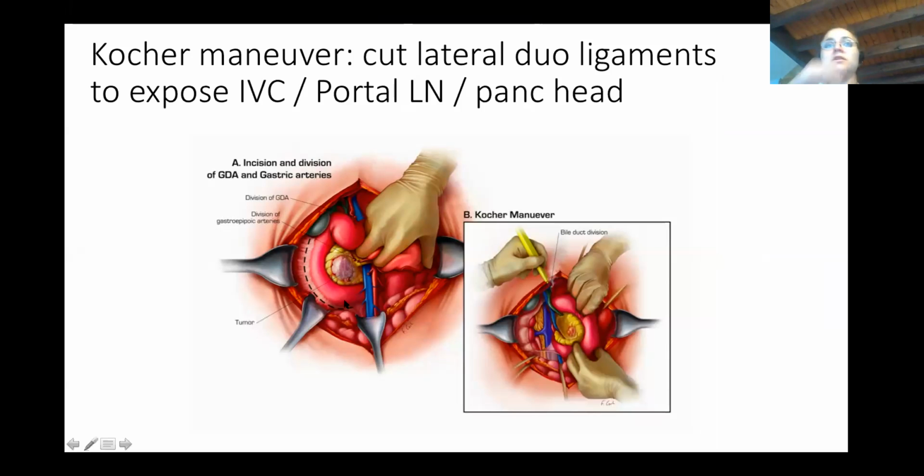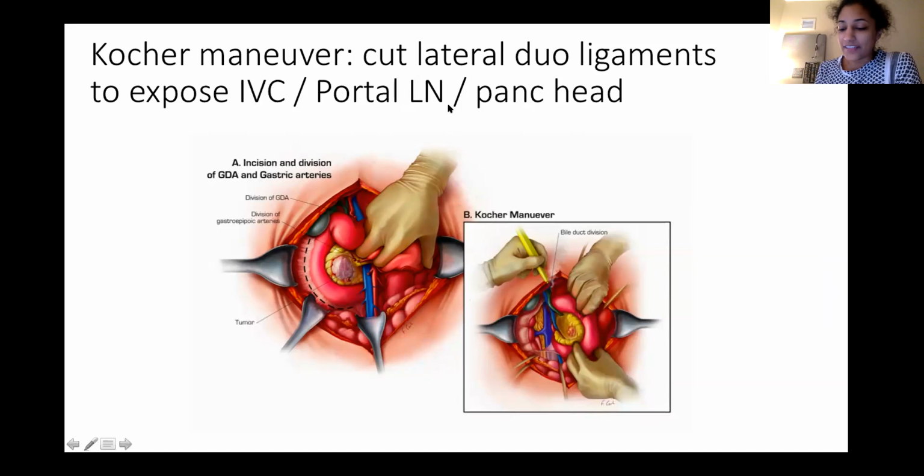Okay, so the Kocher maneuver is basically when you cut the attachments of the second and third portion of the duodenum over here, and then you lift the duodenum and the pancreatic head so that you can expose the IVC and the pancreatic head. You do this at the beginning of a Whipple procedure, but you can also do it if you need to expose the IVC or the renal veins because of an IVC leiomyosarcoma or renal tumor growing into there, or if you're doing a portal lymphadenectomy.